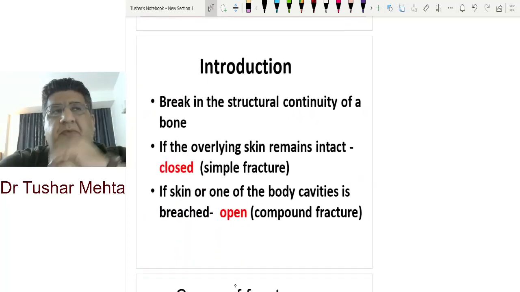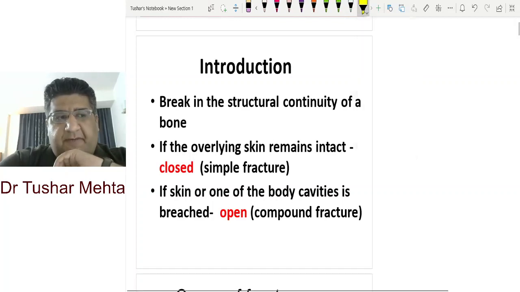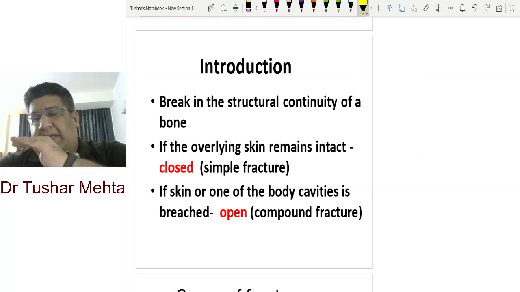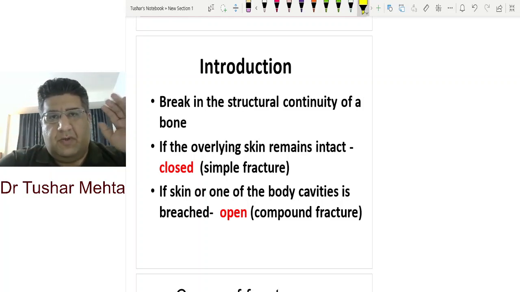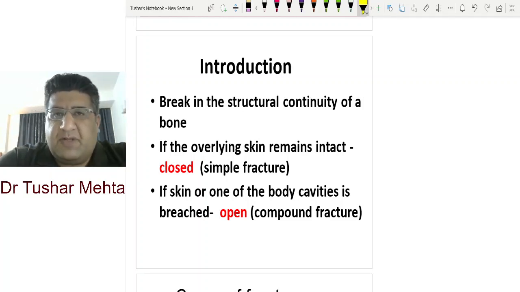See, it's very simple. Any break or any breach in the continuity of bone is what is called a fracture. That's a structural continuity which is broken, which is breached. So that constitutes something which is called a fracture. Now you can classify fracture into two types. One is a closed fracture, another is an open fracture.